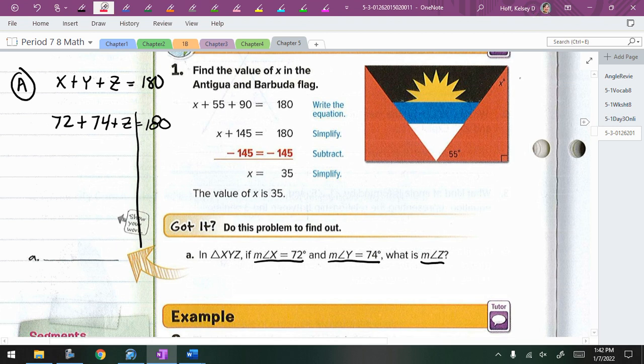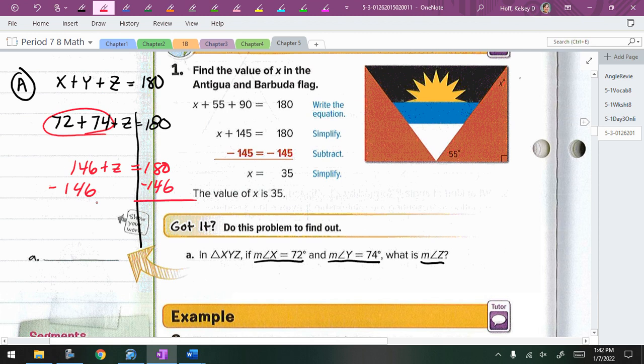What should I do next? Very good. Combine your like terms. 72 and 74 added together gives me, very good, 146 plus Z equals 180. Then I should subtract 146. Angle Z is, very good, thank you very much, 34 degrees. Very basic equation, agreed? This just helps us get set up.